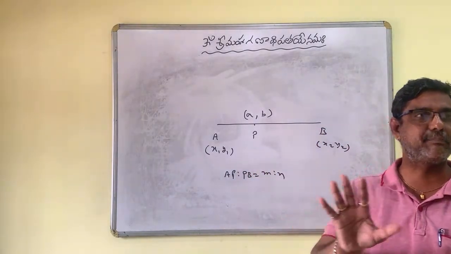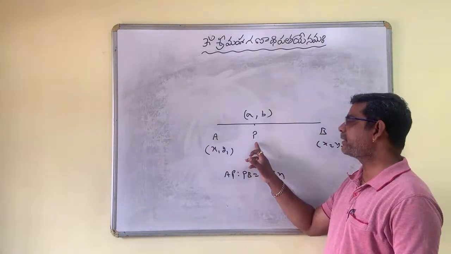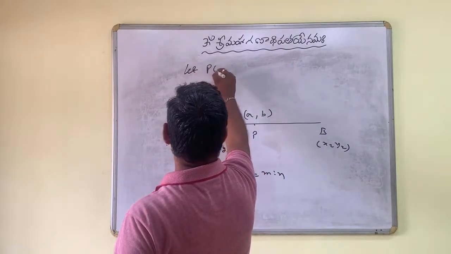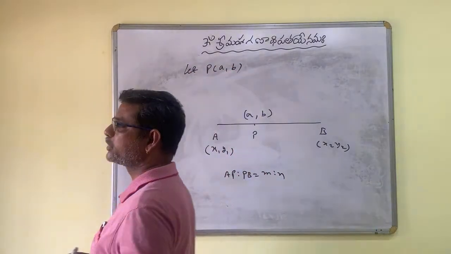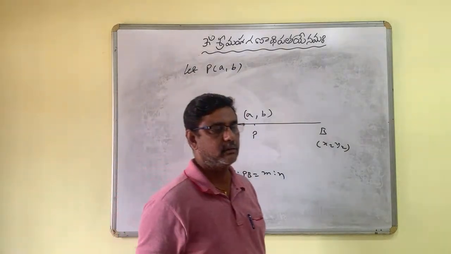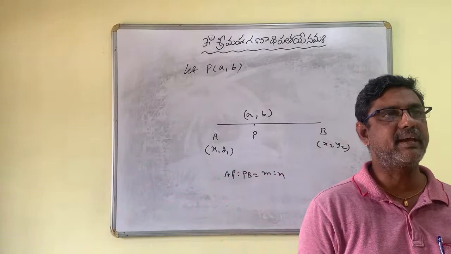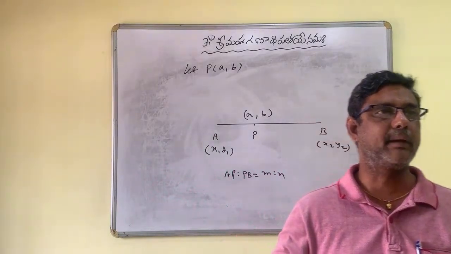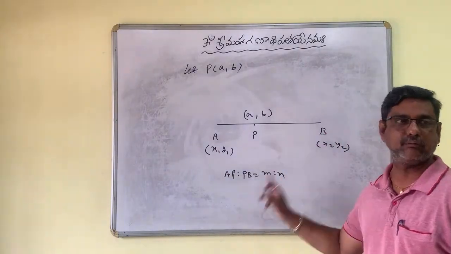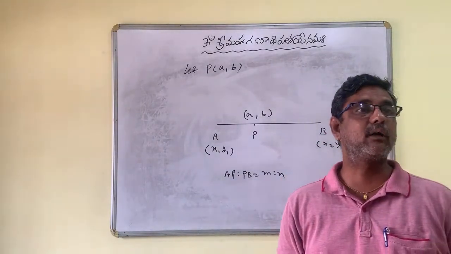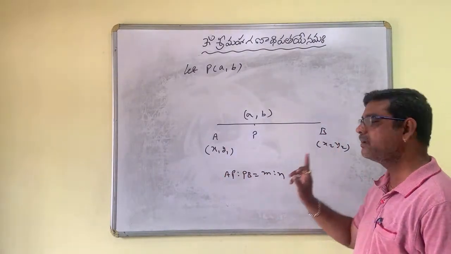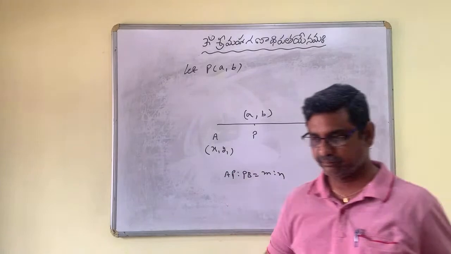Coordinates of P, I am assuming it as (a, b). Let means we are assuming. We are assuming the coordinates of P as a and b, and we need to find out a and b using the coordinates of A, coordinates of B, and the ratio. To find out the coordinates of P, we have to use the coordinates of A, coordinates of B, and the ratio. This is the basic concept.